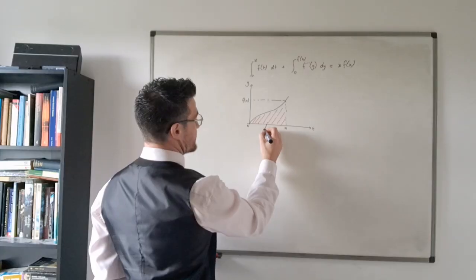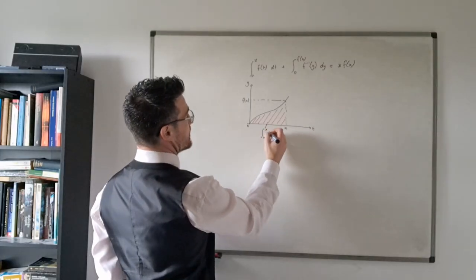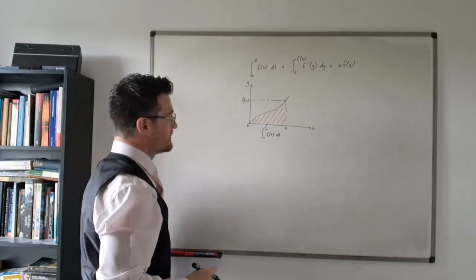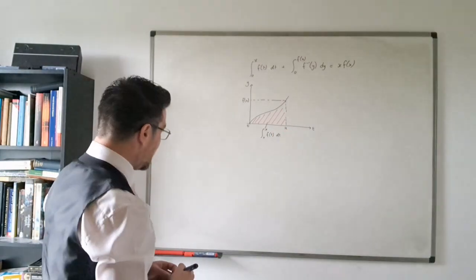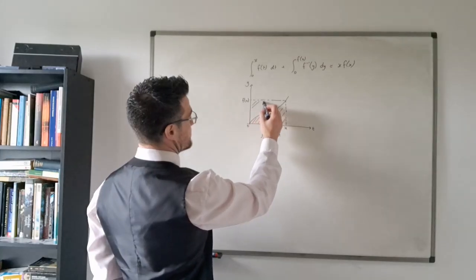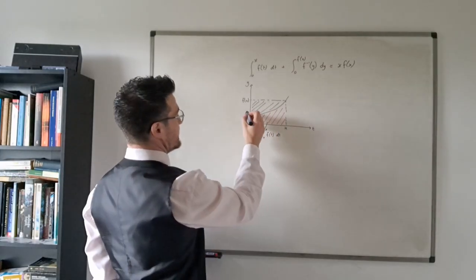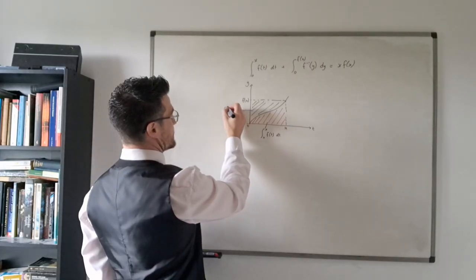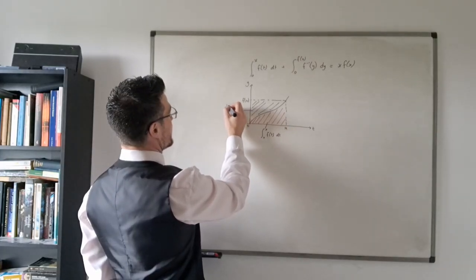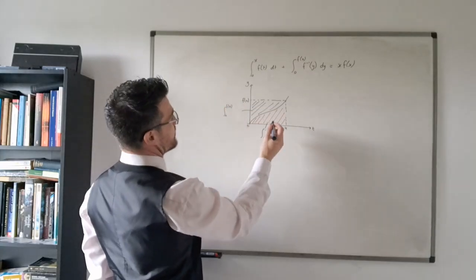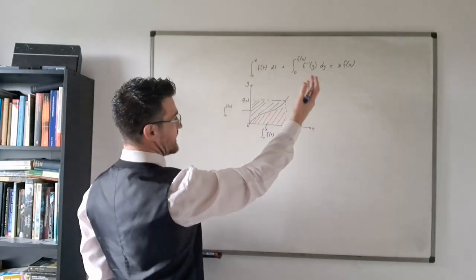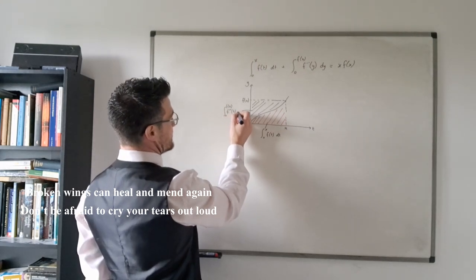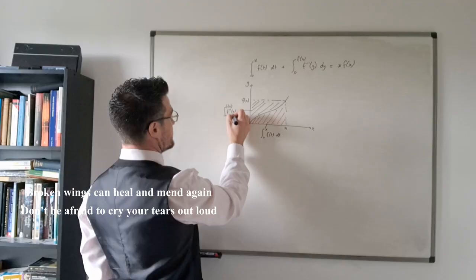This area here is the integral from 0 to x of f of t dt. And this area here, unsurprisingly, is the integral from 0 to f of x of the inverse function, f inverse of y, dy.